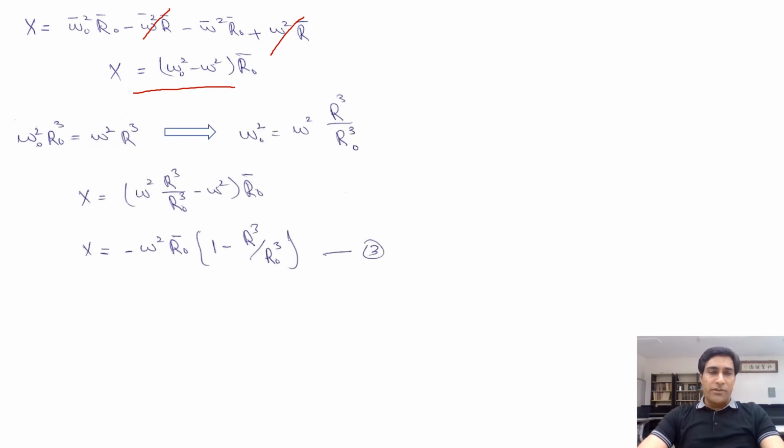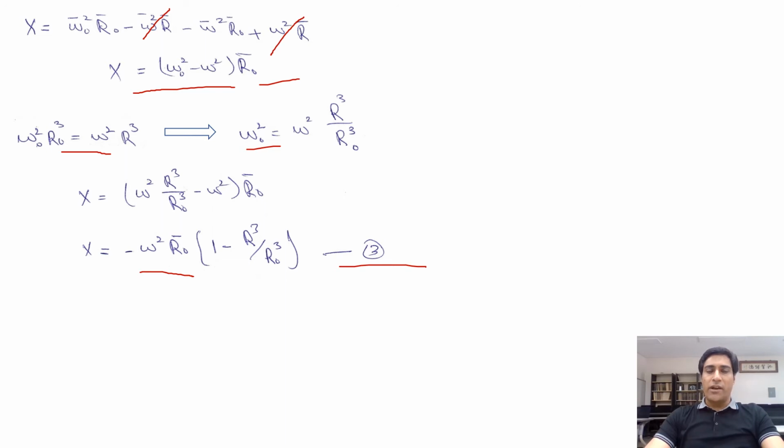From this relation we can get the value of omega naught square, and we will put this omega naught square in this equation. After putting the value we get x equals omega square r naught r cube over r naught cube minus omega square into r naught. Again we take the common omega square, so x equals minus omega square r naught into 1 minus r cube over r naught cube. So this is equation 3. This is the value of x.